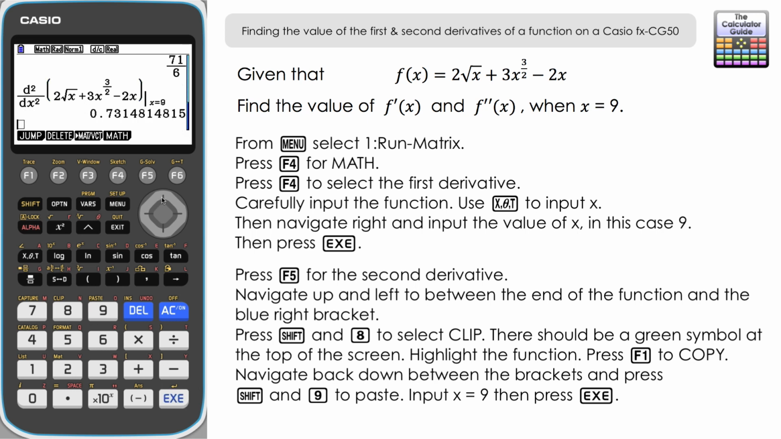And we've got the decimal answer there, maybe that's what you want, but if it can be displayed as a fraction, navigate back up, SD, and it's 79/108. So there you go, how you can find the value of the first and second derivatives of a function when you have a particular value of x on a Casio fx-CG50.